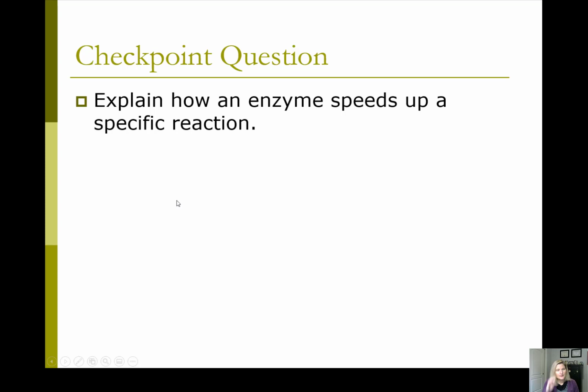All right, so explain how an enzyme speeds up a specific reaction then. Remember, in order for that reaction to take place, we have to lower that activation energy. And so the enzyme is going to allow for the substrate to bind to that active site, which will then force the substrates to be able to react. By lowering that activation energy, that's going to allow the reaction to take place, speeding it up. Okay, so it's lowering the activation energy needed.